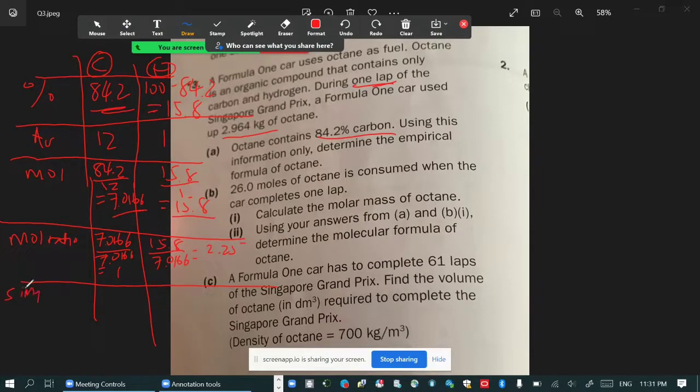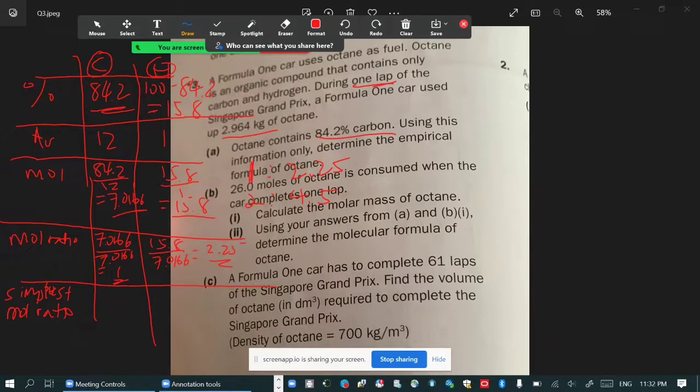Then how about the simplest mole ratio? In order to find the simplest mole ratio, the mole ratio must be a whole number, or it can be slightly more than, or slightly less than a whole number. So now it is 1 is to 2.25. In order to make both of these whole numbers, we need to multiply. Let's say we start with multiplying by 2. So 1 times 2 is 2. 2.25 times 2 is 4.5. So still not yet a whole number.